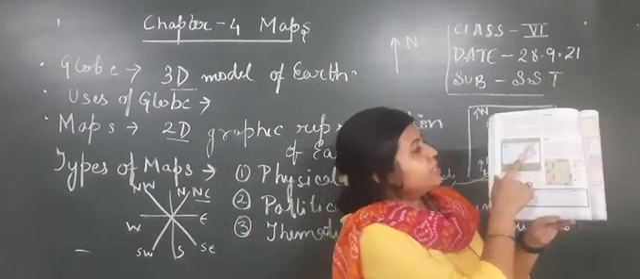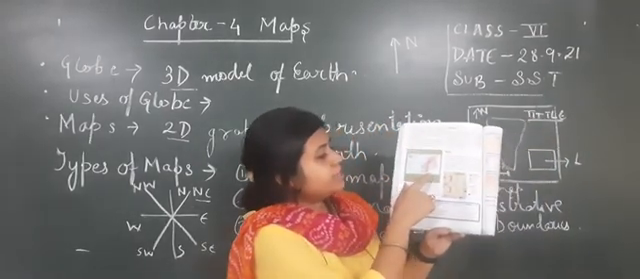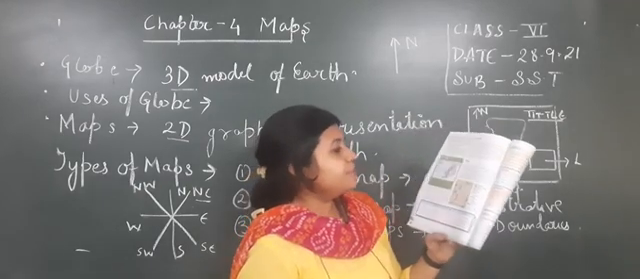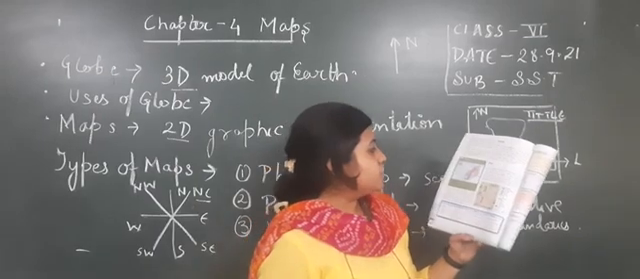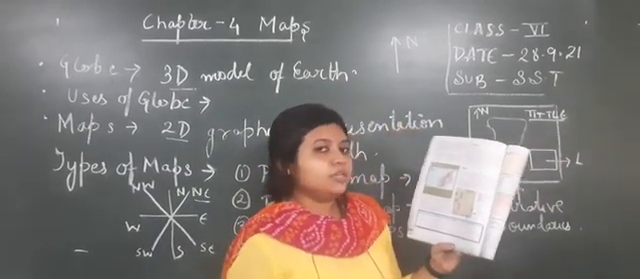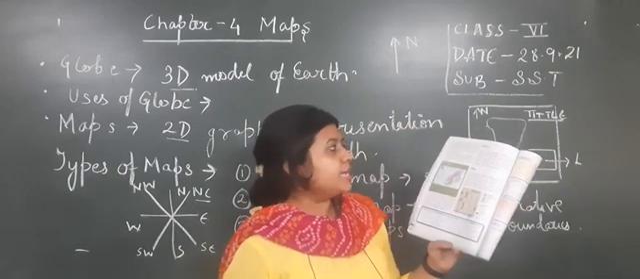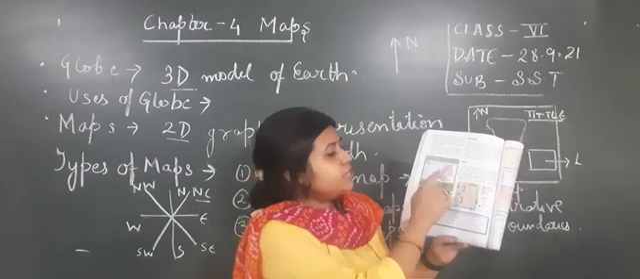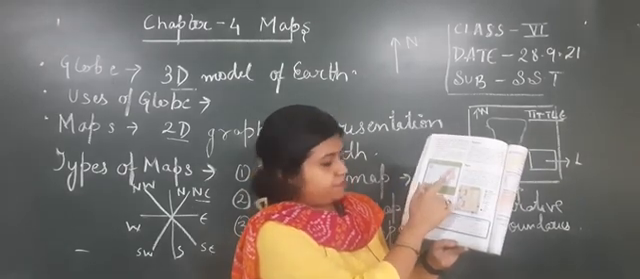Now here, if you see, what is it shown as? Some part of Europe is being shown here. Which type of map is shown in the picture? If you observe it, that is a small scale map. It represents a large area. We cannot see the minute details of this region.